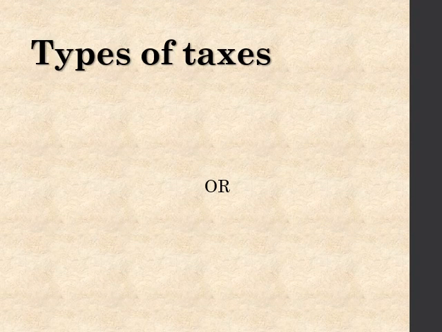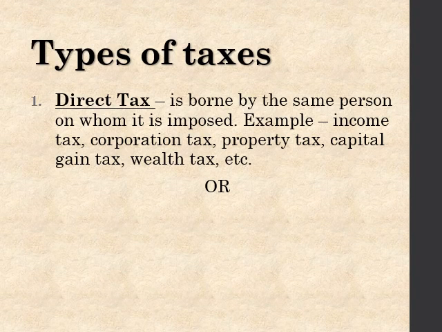Then, types of taxes. There are two types of taxes. One is direct taxes, and then we'll discuss the indirect taxes also. So what are direct taxes? A direct tax is borne by the same person on whom it is imposed. Remember, it is borne by the same person on whom it was imposed. Like if it is imposed on Aravjan, then Aravjan will take care of it. If it is imposed on me, then I'll take care of my responsibility.